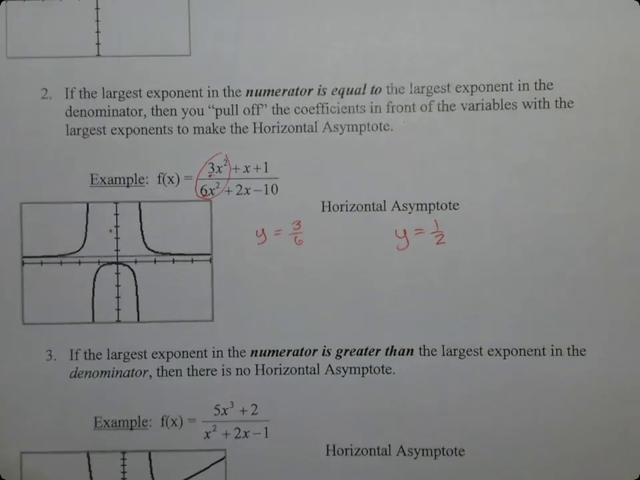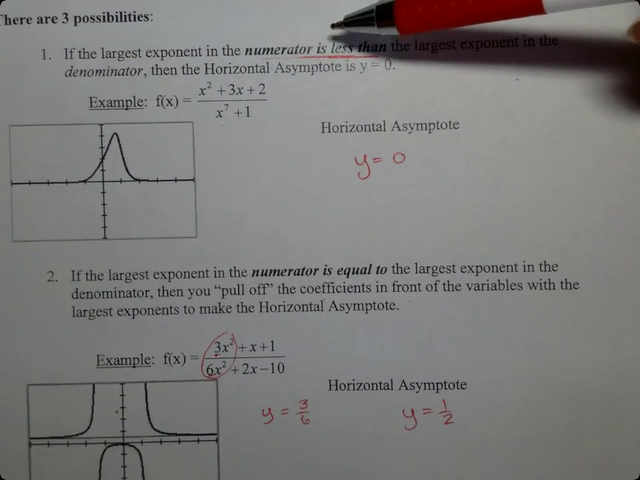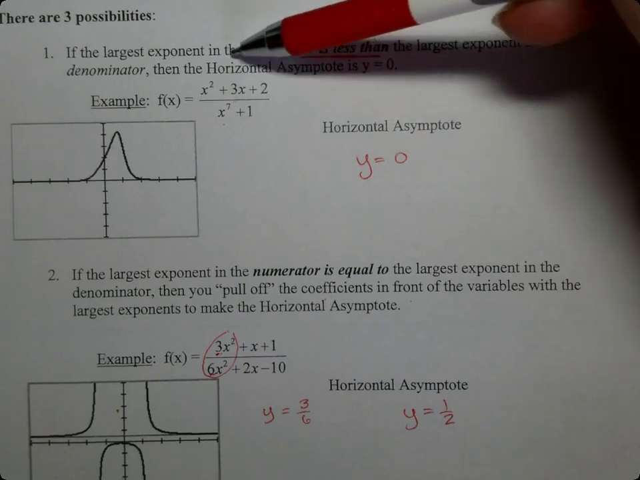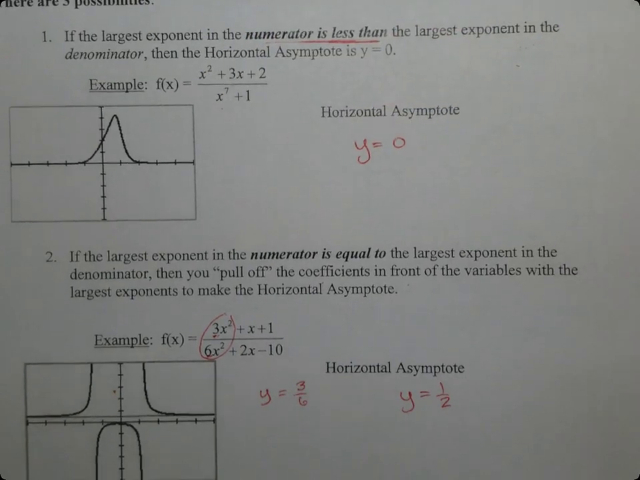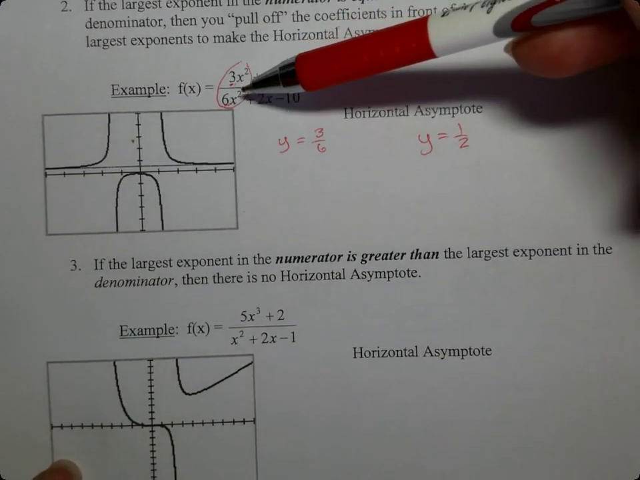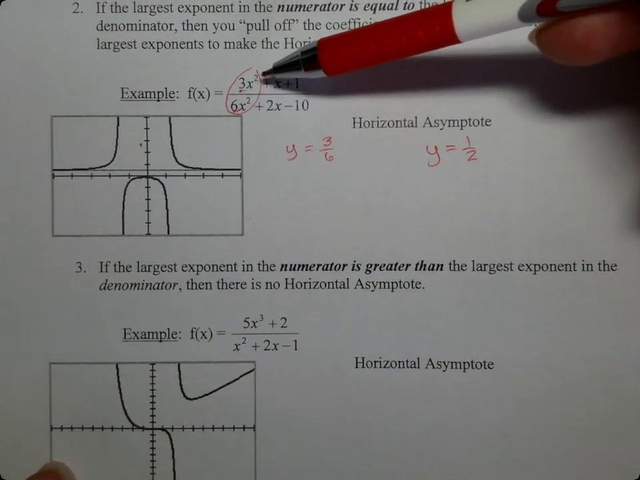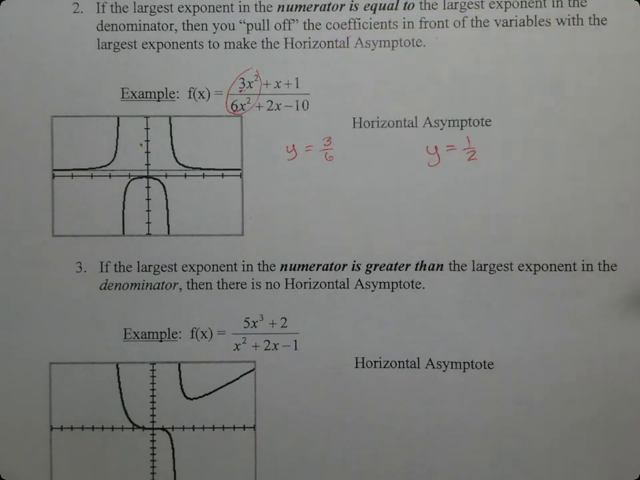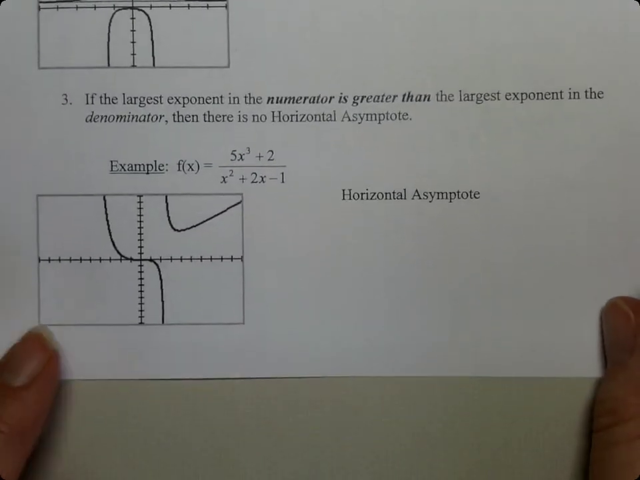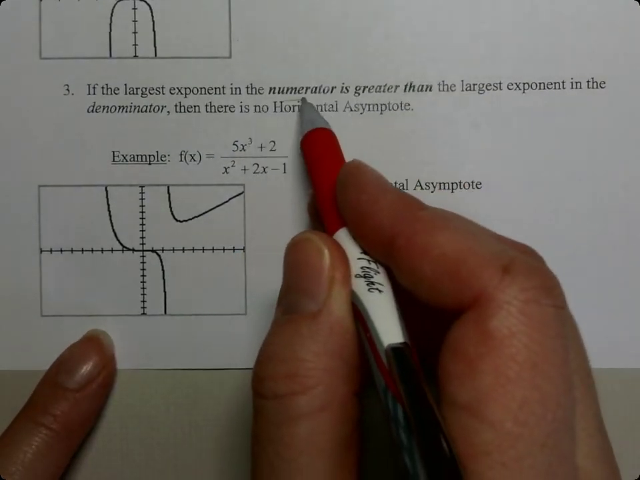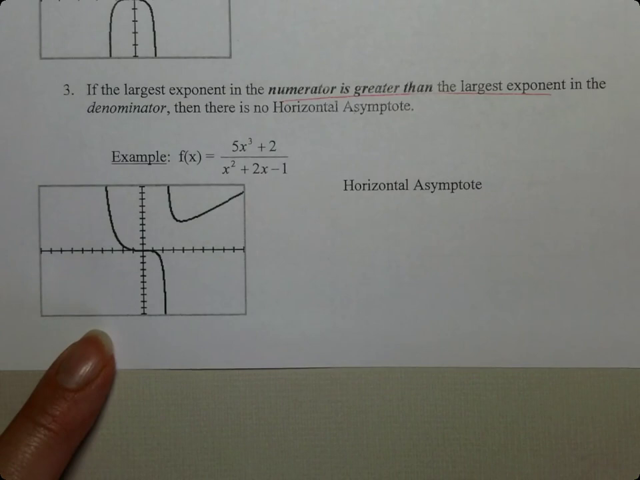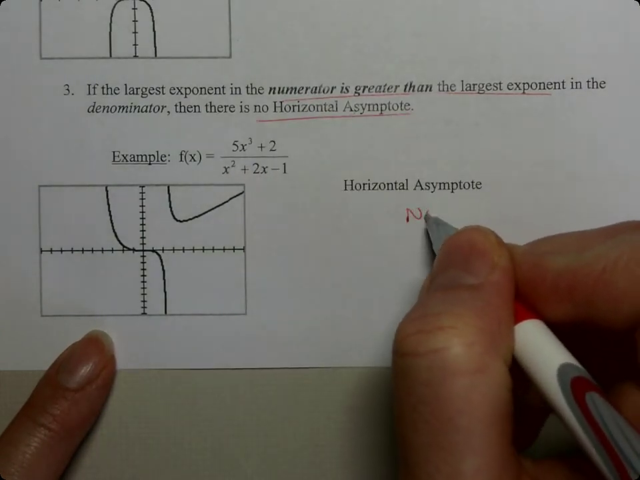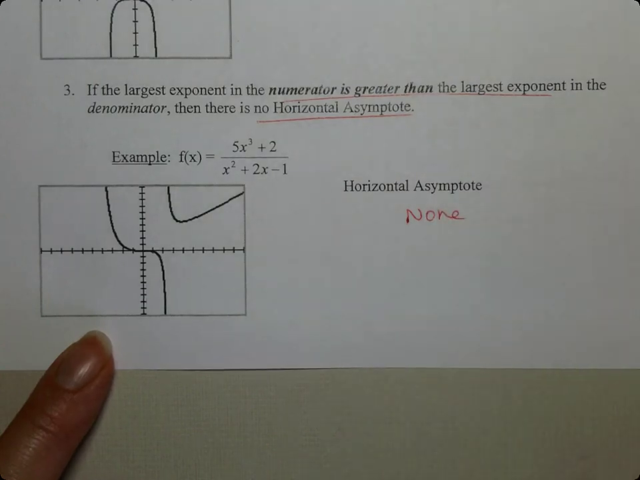Okay, let's repeat this. If your numerator degree is smaller than your denominator, it's an automatic y equals 0. It doesn't matter what numbers you have. If your powers are the same, your leading coefficients are then used to make a fraction. We take from each because they're the same. And the last one is if the exponent in the numerator is greater than the exponent in the denominator, then there is no horizontal asymptote. You'd write none or NA.